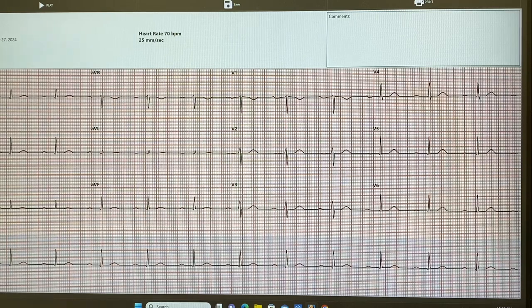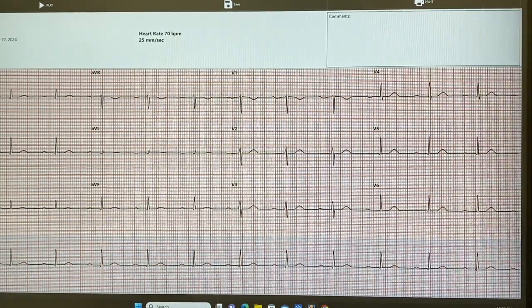Close. So we are within range. We're at 68. 60 to 100 is our normal, so it's normal. We don't have a first name yet, so we can't call it sinus or anything, right?